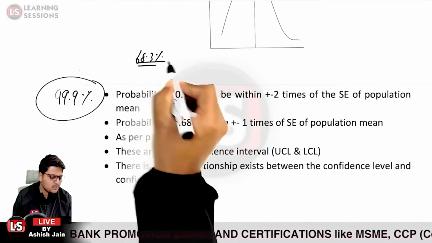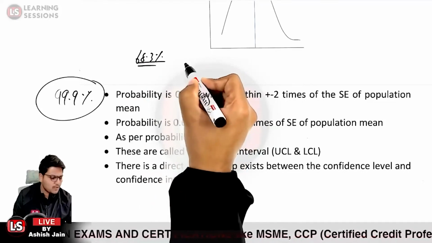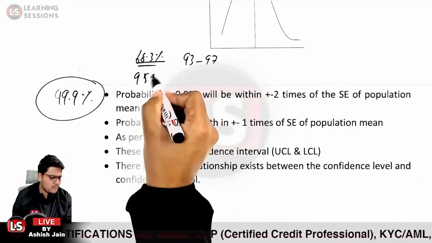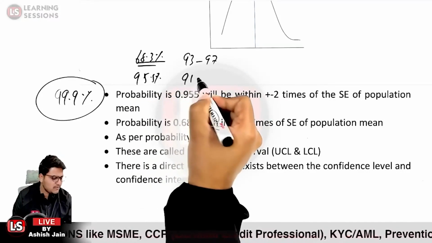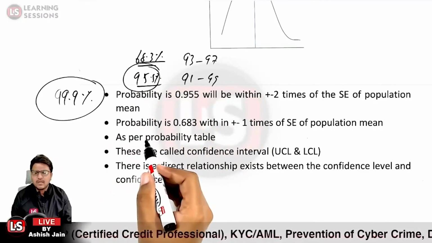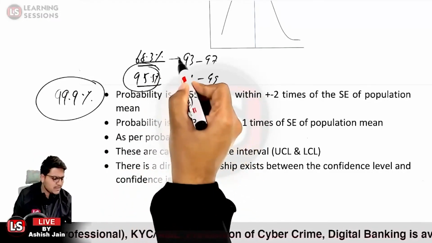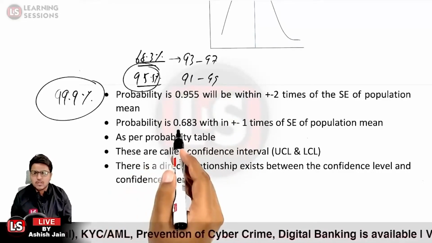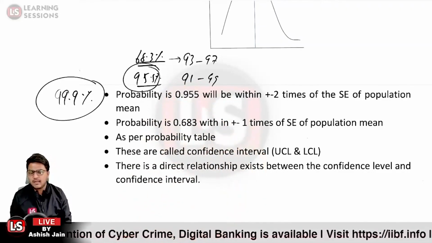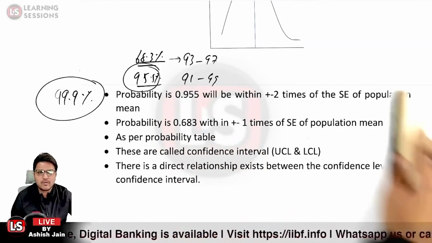In case of 68.3% over here, the range was from 93 to 97, whereas in the confidence level of 95.5%, it was from 91 to 99. If you look beyond 95.5% of the confidence level, definitely the range would be widened. So it indicates that there is a direct relationship. When the value of the confidence level is increasing, definitely our confidence interval is also widened, that is also increasing over there.